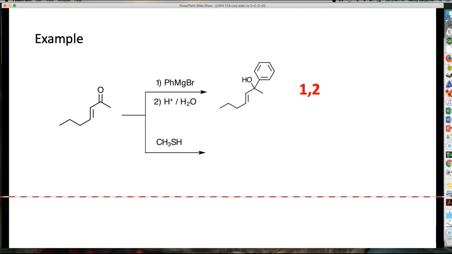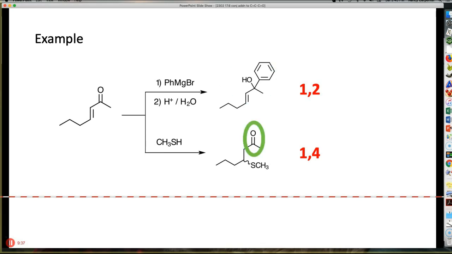But a thiol, like this methane thiol, that's really soft. This is not only a big electronegative, soft, diffuse atom, it's not even charged. So this guy is unquestionably going to go 1,4. Completely different products. One gives me an alcohol, one gives me the ketone that has lost the alkene.